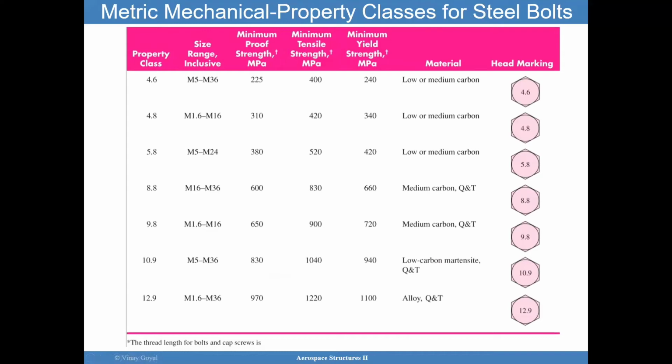We also have the metric mechanical property classes for steel. Property classes are provided; the proof strength, tensile, and yield strengths are given for the various types of materials with a head marking of some kind that corresponds to that property class.